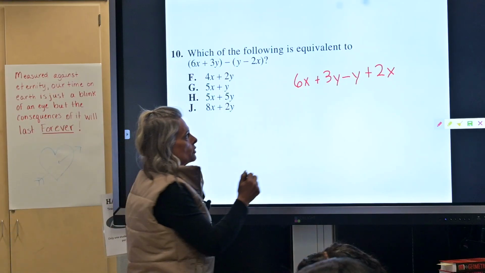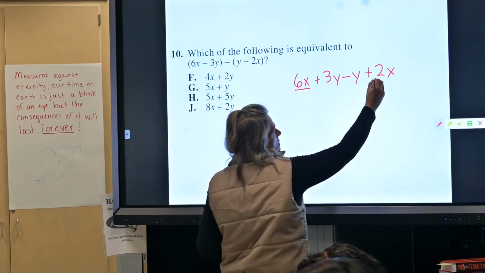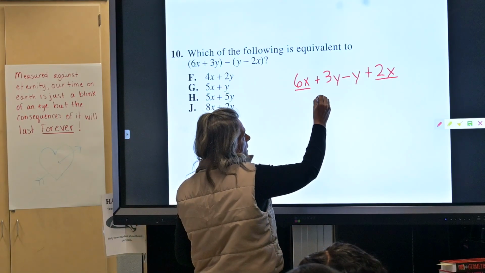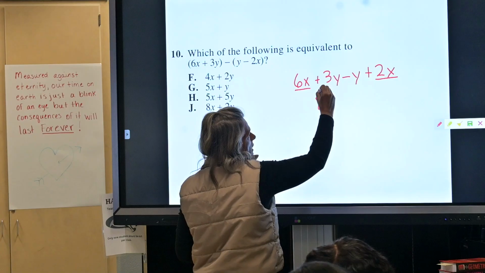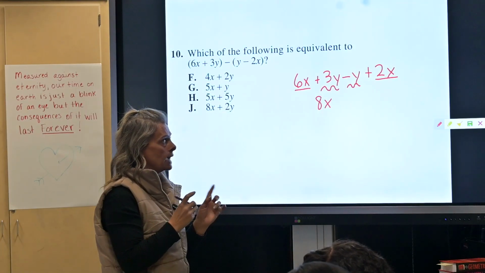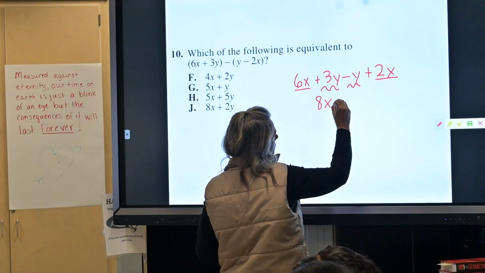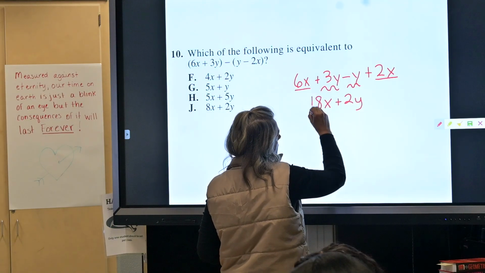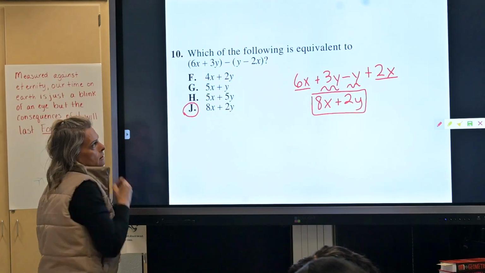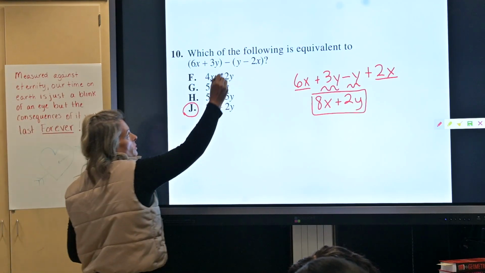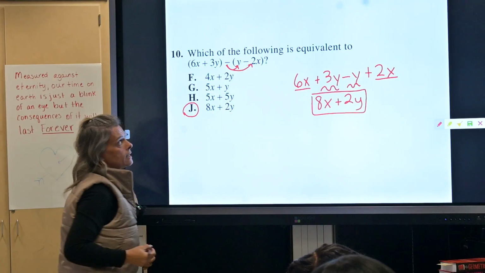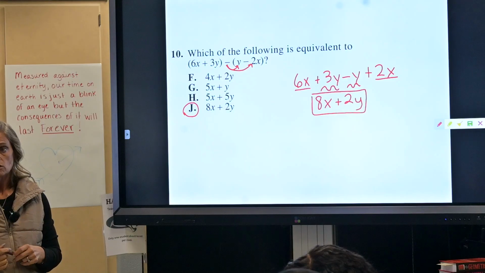So look, I'm going to look for anything with an x. So I've got 6x and 2x. So 6 plus 2 would be 8x. And then I'm going to do anything with a y. Okay, so 3y minus 1y would be 2y. And that is going to be my answer right there, okay? So 8x plus 2y, this would be j. But please be careful, this minus sign has to be given to that y and to that negative 2x. So those signs are going to change.